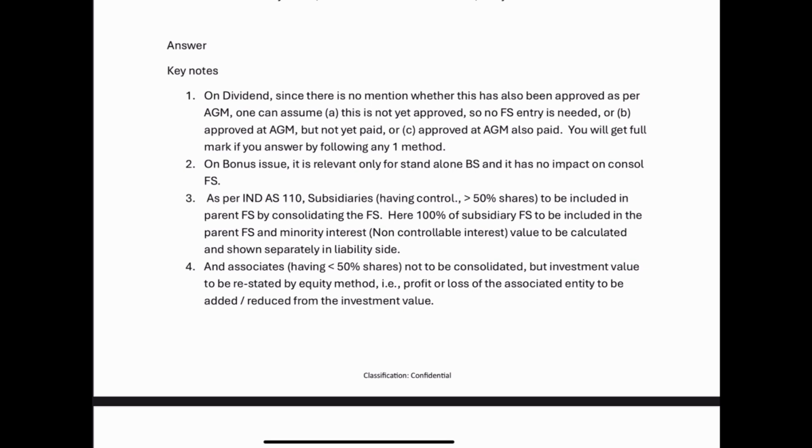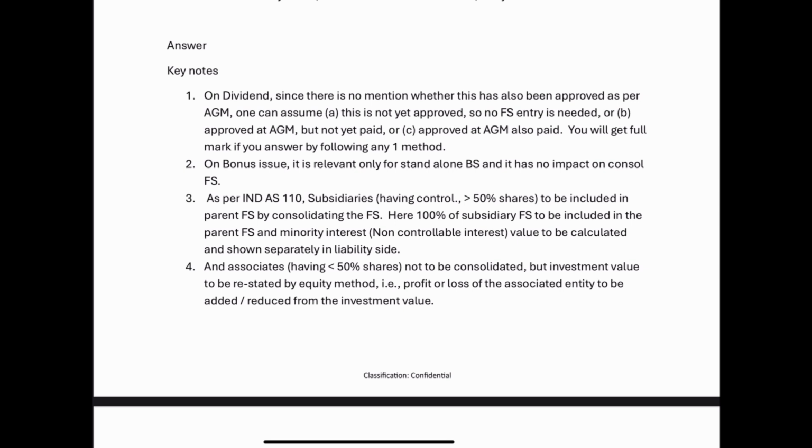And the last option could be that the dividend has been approved at AGM level, and this has also been paid. So these are the three scenarios that could come, and you can mention very clearly in your answer what assumptions you have taken, and accordingly you can prepare the consolidated financial statement. So any one assumption should be fine. So the examiner will give full marks for this.